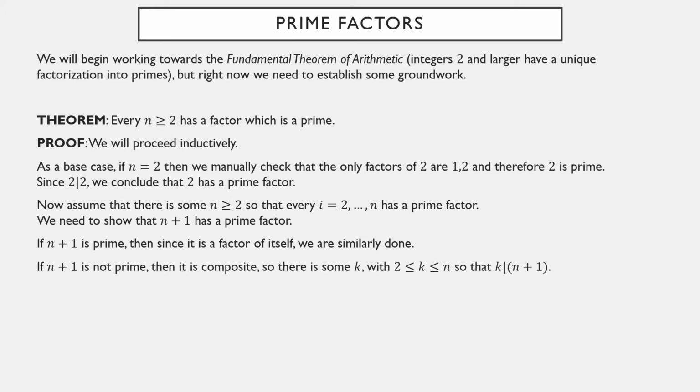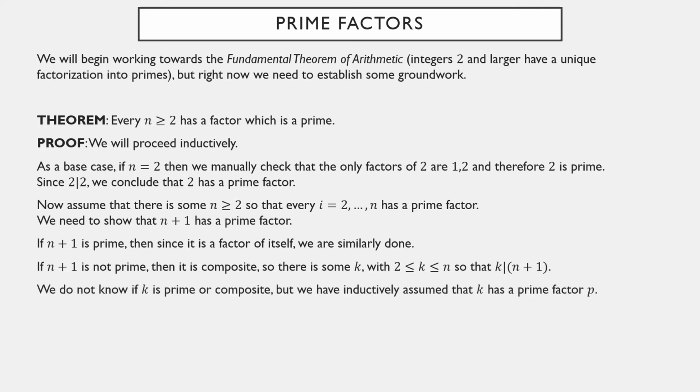But n plus 1 might not be prime. If n plus 1 isn't prime, then it has to be composite, because numbers are prime or they are composite, but not both, as long as we're talking about numbers 2 or larger. So if n plus 1 isn't prime, it must be composite, meaning it has a factor k that isn't equal to 1 and isn't equal to itself, n plus 1. Well, if it isn't equal to 1, it's at least as big as 2. If it isn't equal to n plus 1, it's less than or equal to n. So n plus 1 has a factor k that is in between 2 and n.